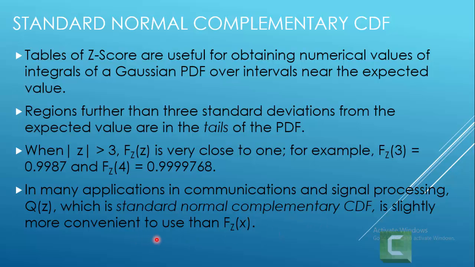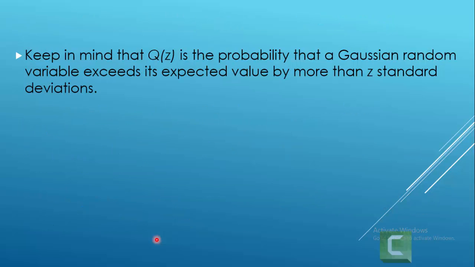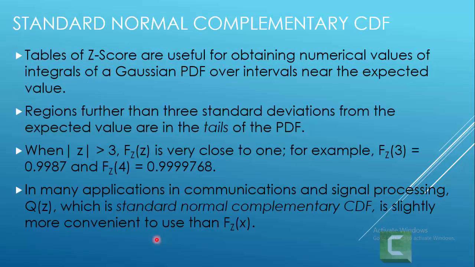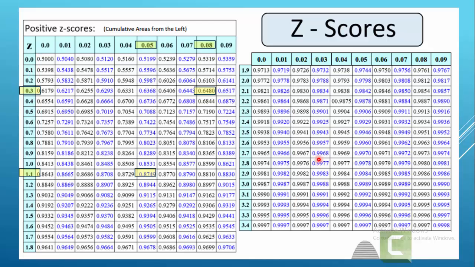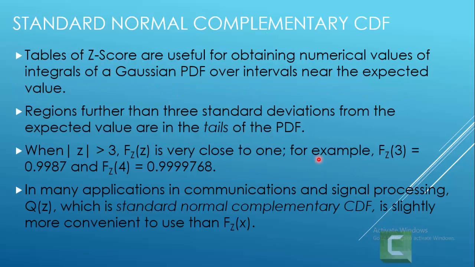In many applications in communications and signal processing, Q of z, which is the standard normal complementary CDF, is slightly more convenient to use than F of z of x. So keep in mind that Q of z is the probability that a Gaussian random variable exceeds its expected value by more than z standard deviations. What it means is that whenever we have to find the probability up to this third deviation, then we use this normal z-score. But if it goes beyond this third deviation, then we prefer to use the standard normal complementary CDF.